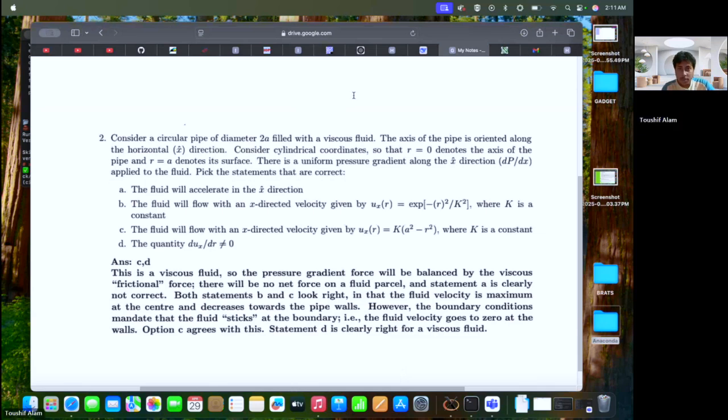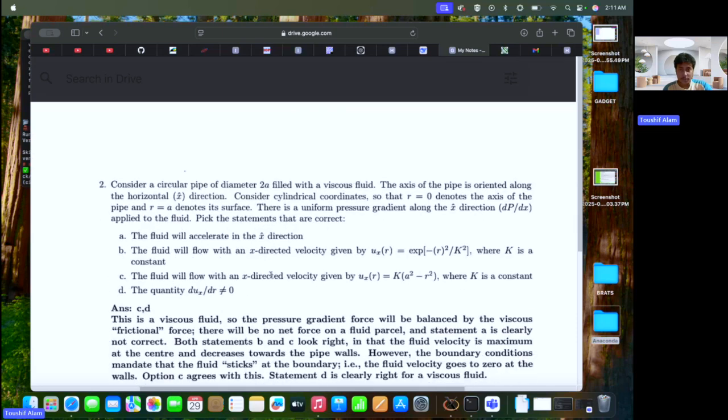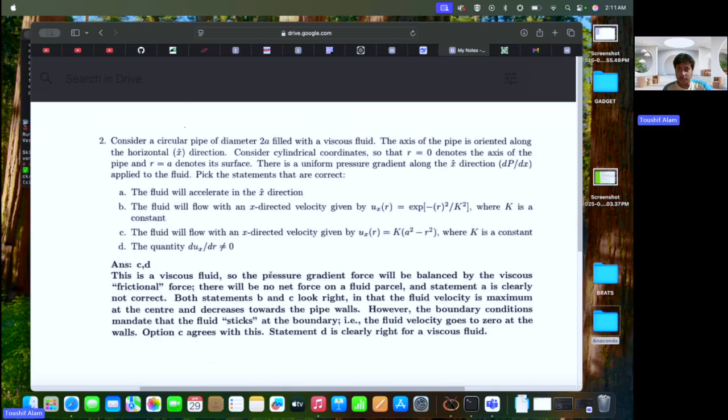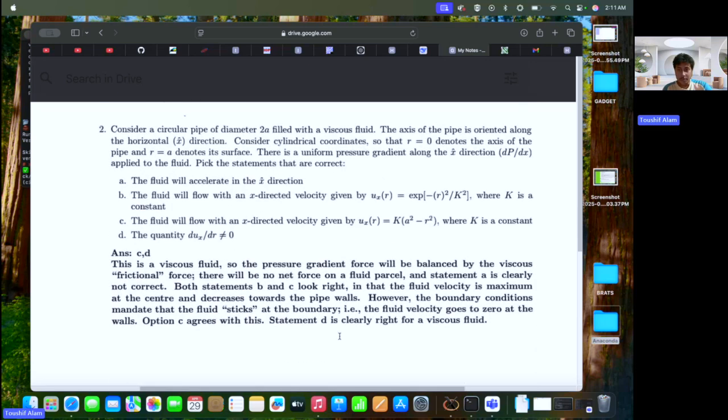So the fluid is viscous, right? So the pressure gradient force will be balanced by the viscous frictional force. There will be no net force on a fluid parcel. Statement A is clearly not correct.